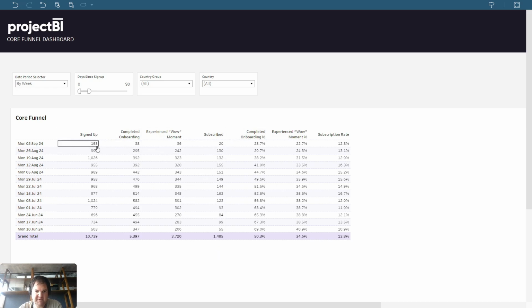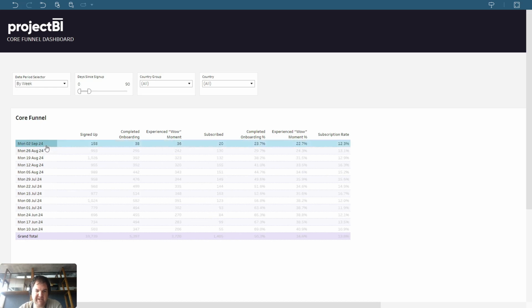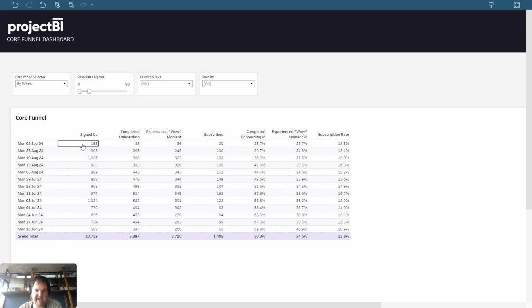So these 4 columns are going to show us the absolute values of users that passed each of these steps. So in other words, if we're looking over here on the week of the 2nd of September, we have 158 users in that cohort. And out of those 158, 38 of them have completed the onboarding. 36 of those 158 have experienced the wow moment, and 20 of the 158 have subscribed.